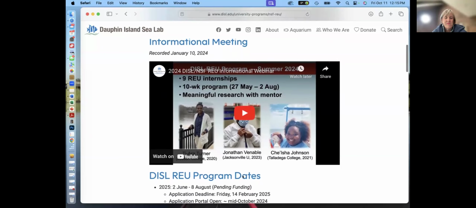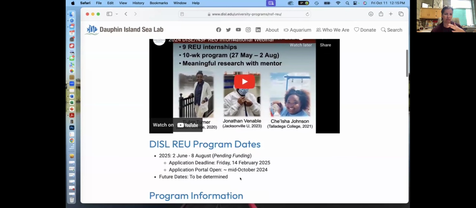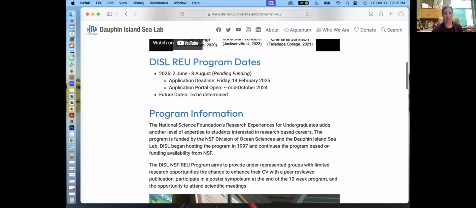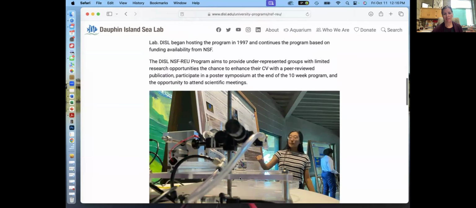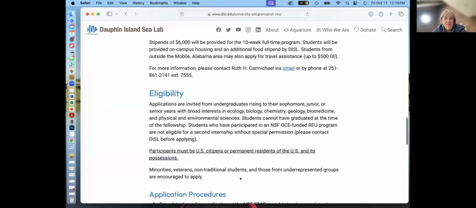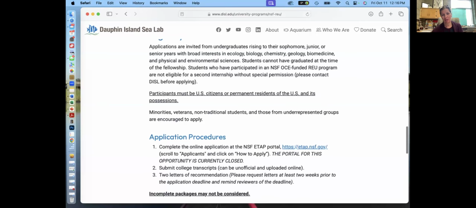And so we put that up here, and then we try to keep everyone up to date once we know we're funded for 3 years in advance. And then we have some brief program information and our authentic pictures, I hope. And then reiterate the eligibility and the pay part. And then now we're linking folks to the ETAP portal.